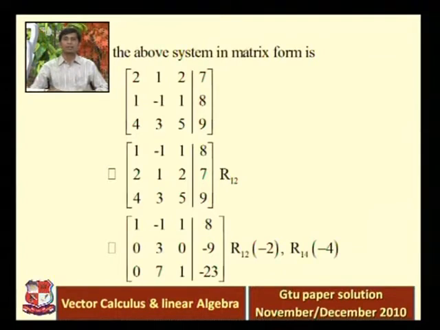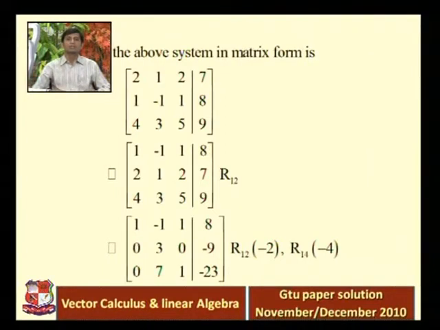So we try to convert this matrix into a row echelon form. So 2 1 2 7, 1 minus 1 1 8, 4 3 5 9. Now we interchange the first and second row. The next process is R12, interchanging the first and second row. So the first row is now 1 minus 1 1 8, then 2 1 2 7, and the third row is as it is, 4 3 5 9.